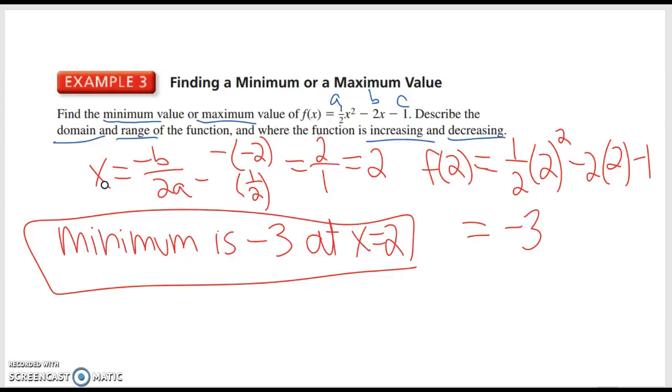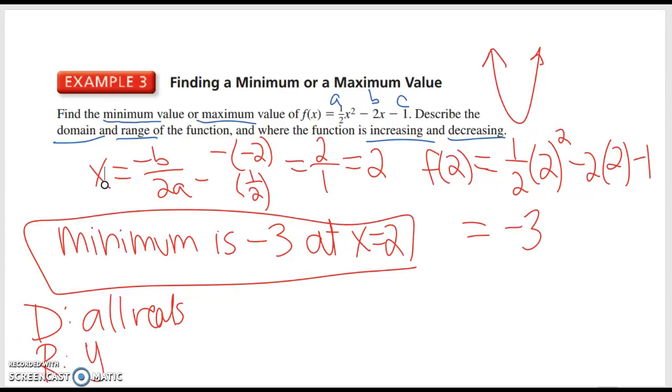Then we want to talk about domain and range. Domain for all of our functions is all real numbers. And the range, if I was to graph this, a is positive, so I know it's going to be a U going up. So my range is y is greater than or equal to -3.